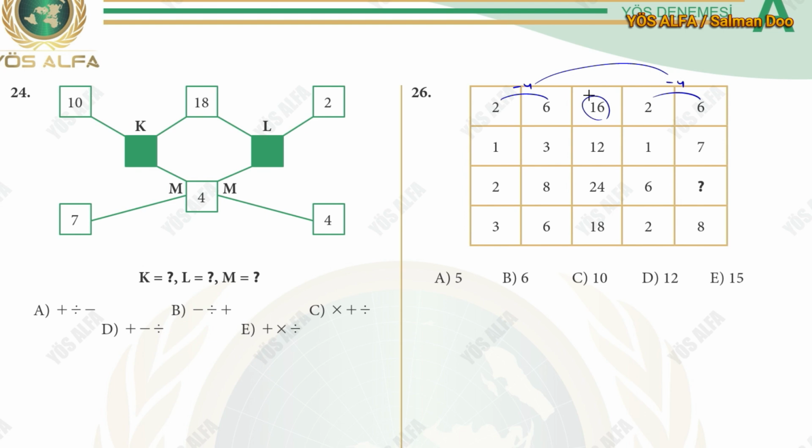So the result is the column in the middle. And let's continue with the second row. The difference is minus 2. The difference over here is minus 6. And the multiplication is the one in the middle.